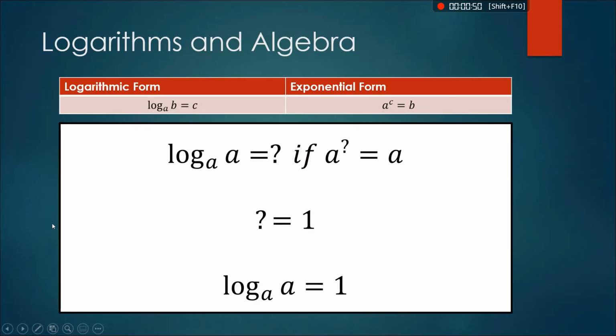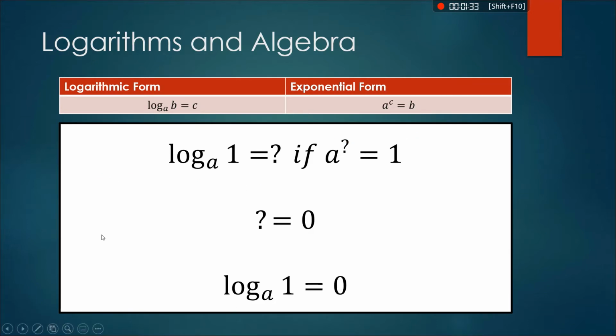Using our definition of a logarithm, if I had log base a of a, then I could rewrite that as a to something equals a. Since a by itself is a to the first power, I could say this. Log base a of b equals c if a to the c power equals b. So after rewriting this in exponential form, whatever this question mark was should be equal to 1. So if I have log base a number and I'm taking the log of the same number, I'll end up with 1. Log base a of a is 1.